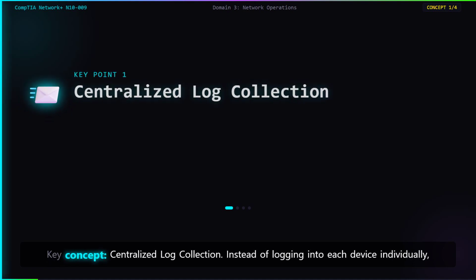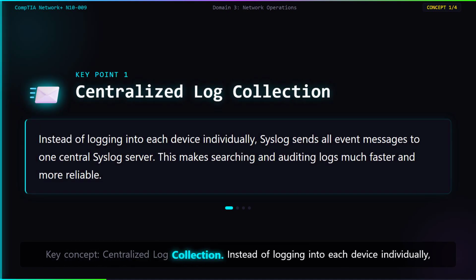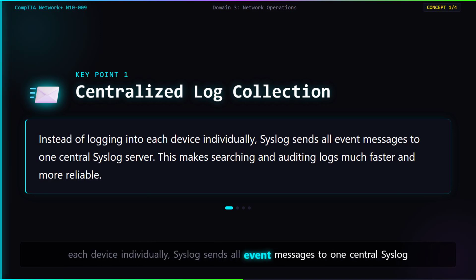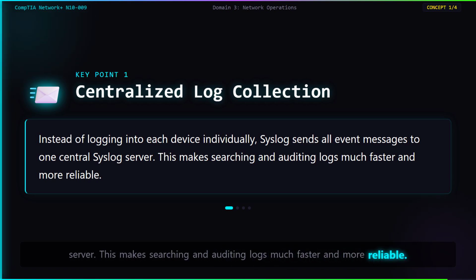Key concept: Centralized Log Collection. Instead of logging into each device individually, Syslog sends all event messages to one central Syslog server. This makes searching and auditing logs much faster and more reliable.